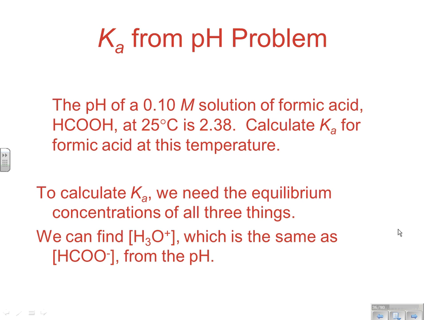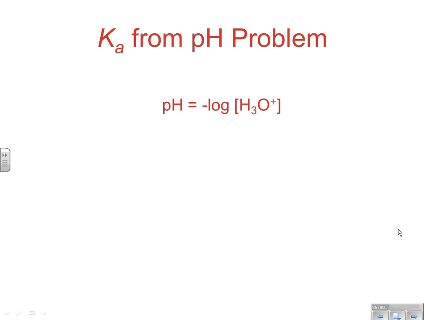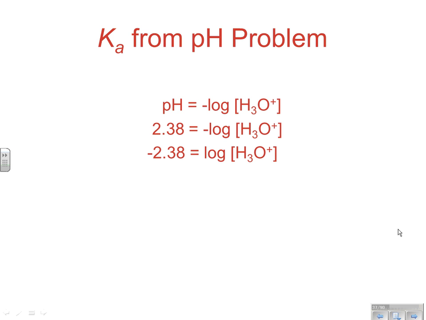So we can find the H3O plus, which is going to be the same thing as the HCOO minus, from the pH. Remember, the pH gives us our H plus or H3O plus concentration. And remember, based upon the Ka expression from the previous page, those two concentrations are going to equal each other. So if we take the H3O plus concentration, take the negative log of that, we get pH. So in this particular case, we were told the pH was 2.38. So what we really want to do is take e to the negative 2.38. I'm sorry, that's natural log. We're going to take 10 to the negative 2.38.